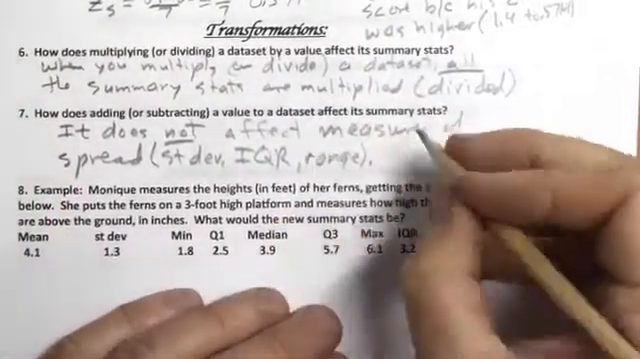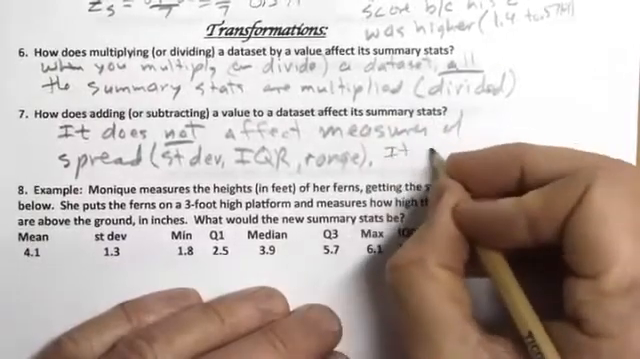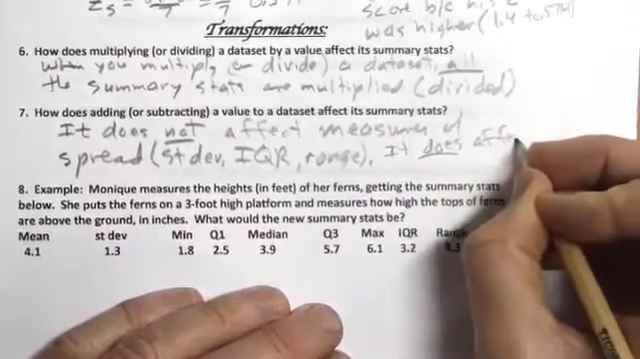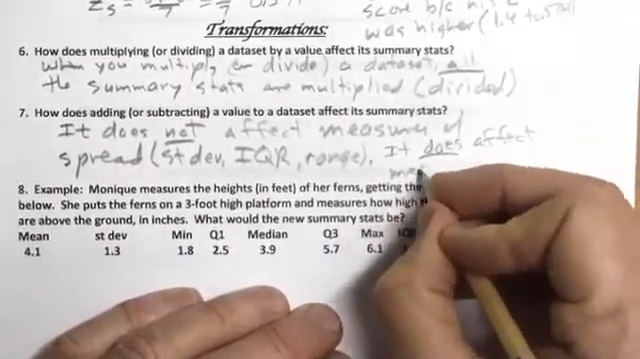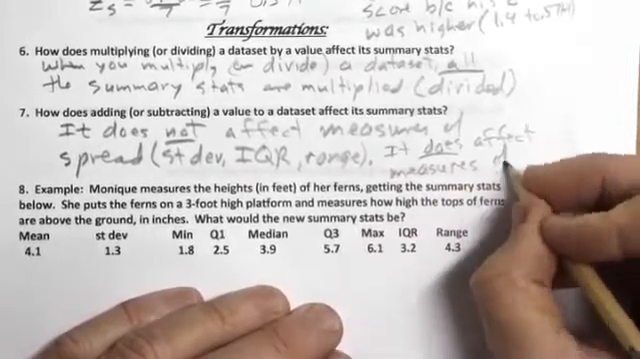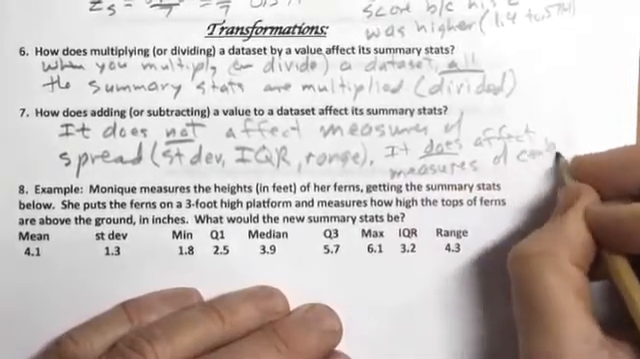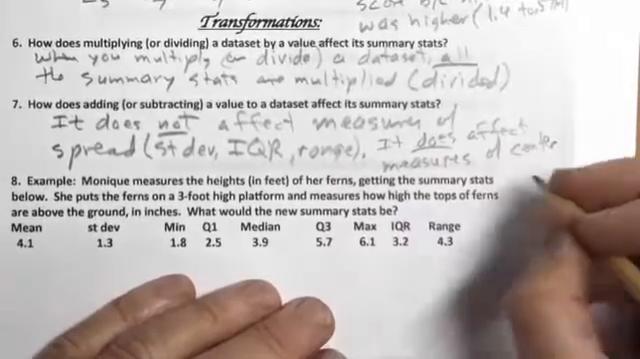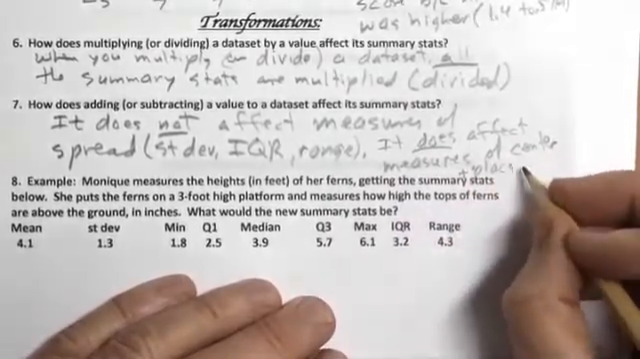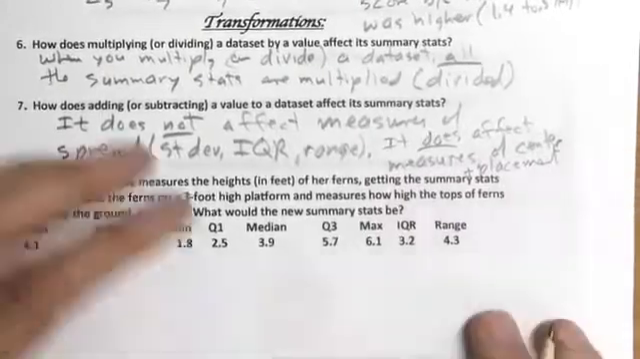But when you add or subtract, it does affect measures of center and of placement. Measures of center, in other words, the mean and the median, and placement. Placement means like a percentile or a quartile. Let me show you what I mean by that.